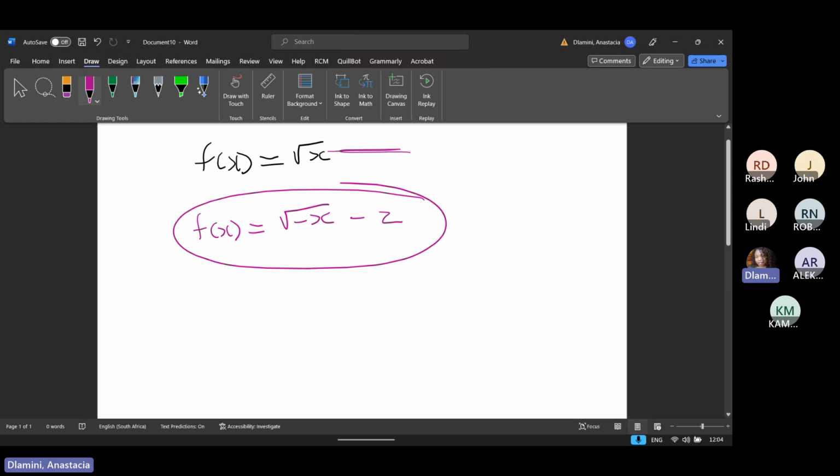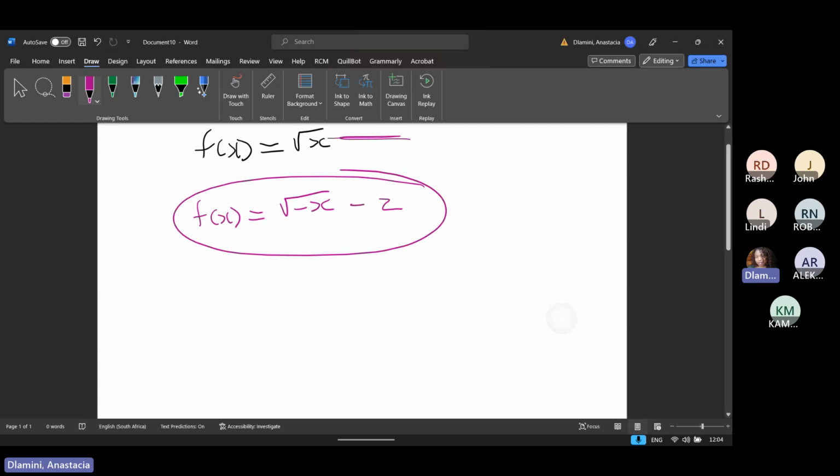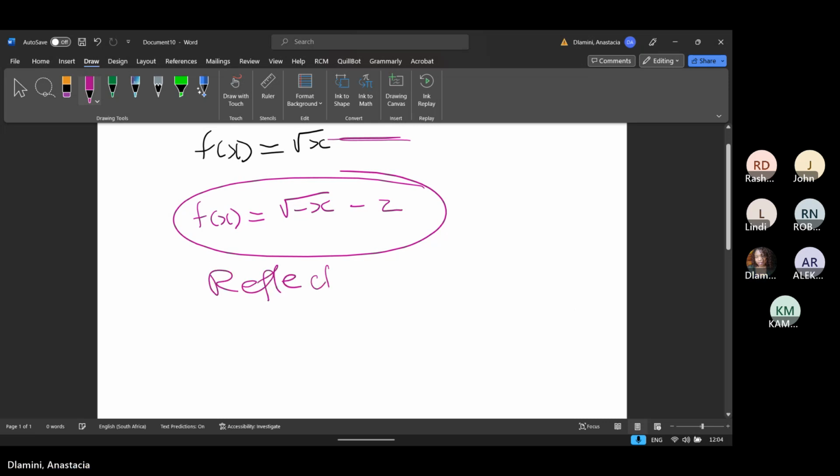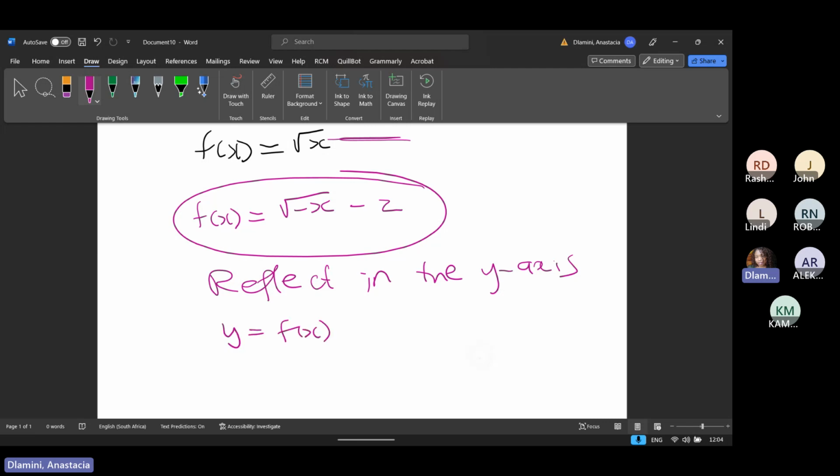So they are saying that we have this parent function. You see, we started with the parent function in every equation. Before I talk about the parent function, let's solve this one. They say reflect in the y-axis. And what did we say? We say that if you have y is equal to f of x, this is also in your text.